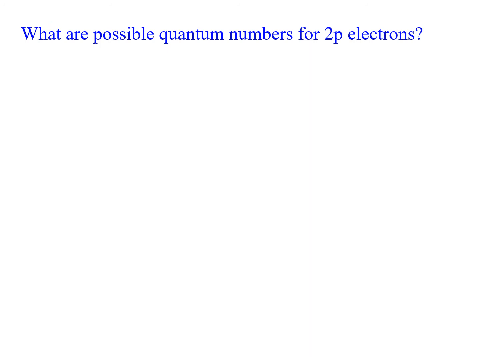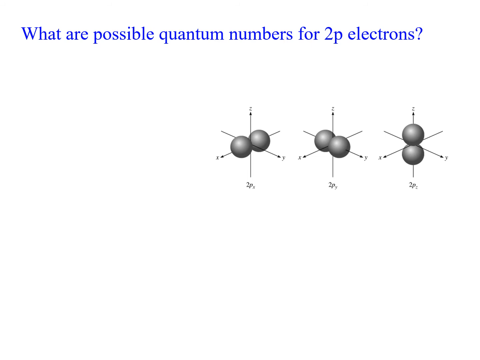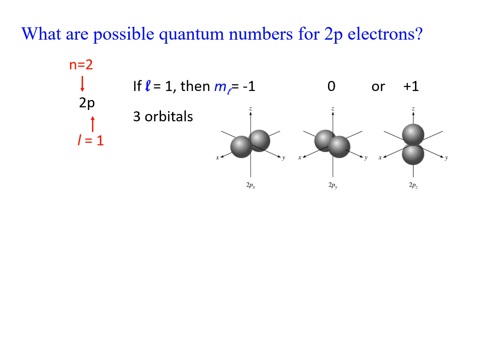Let's ask ourselves, what are the possible quantum numbers for 2p electrons? Well, for the p electrons, there are 3 different orbitals, px, py, and pz. So what are the possible quantum numbers for them? It's 2p, and so the energy level is 2, n is equal to 2. Because it's a p orbital, L is equal to 1. And so there are 3 orbitals. So m sub L, if L equals 1, then m sub L can be either -1, 0, or +1.